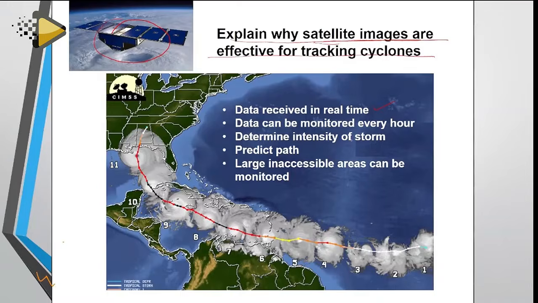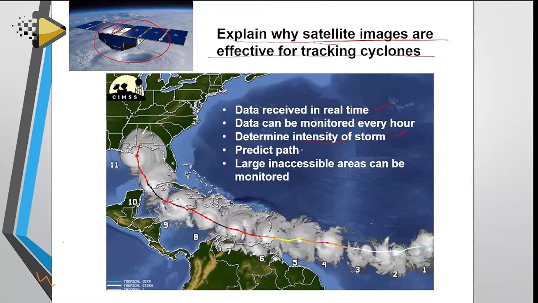It can determine intensity. So you can use a satellite to check the intensity. Is it a category 5 tropical cyclone? Is it category 4, or is it still a storm, not a tropical cyclone? So it is very important. After knowing the intensity of the storm, the authorities will know what to do, because they will have to prepare adequately for whatever strength of cyclone it is.